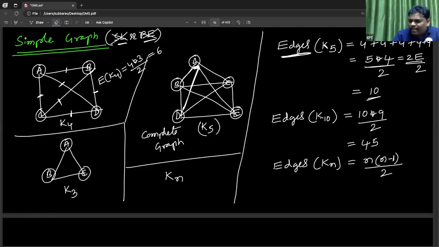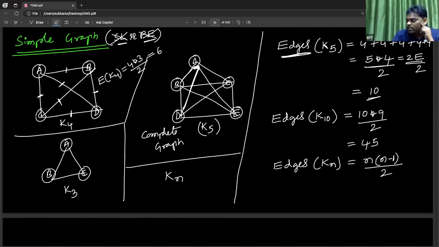Some people are asking, sir, can I add one more edge? Add one more edge, and it is no more a simple graph. In all simple graphs, the complete graph is the largest simple graph.